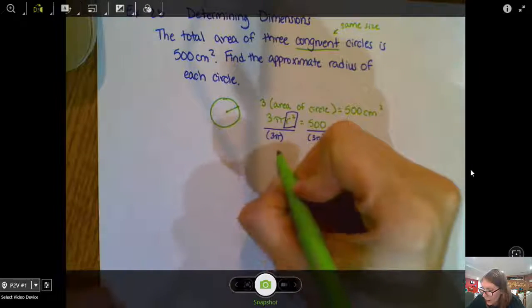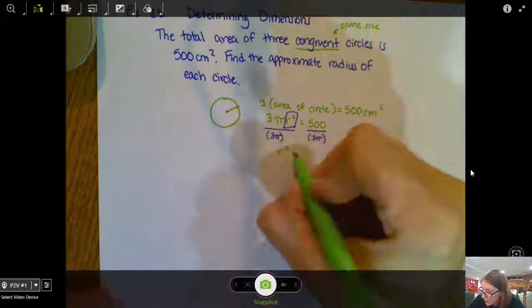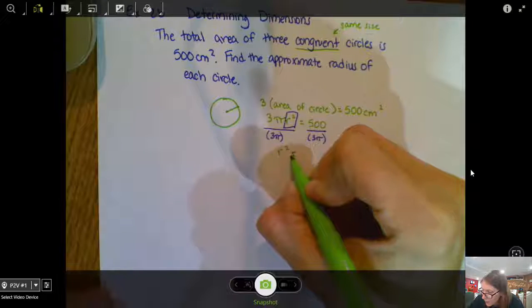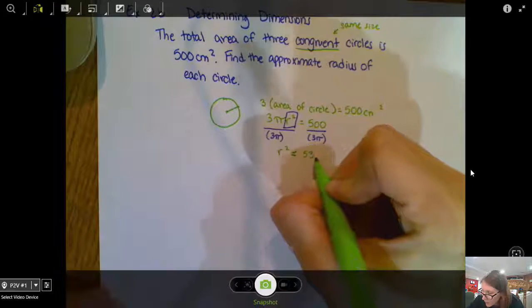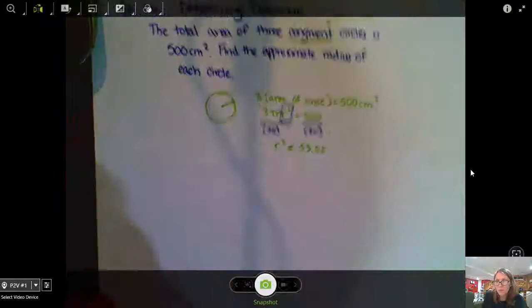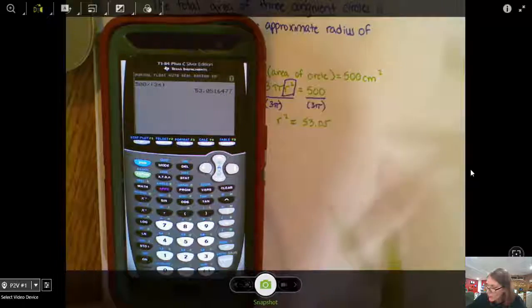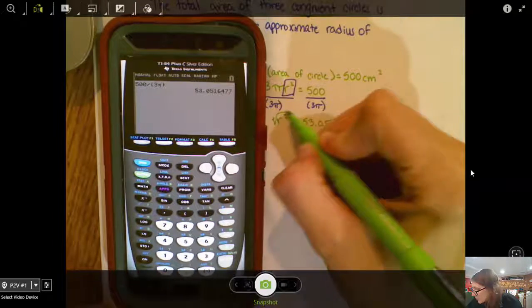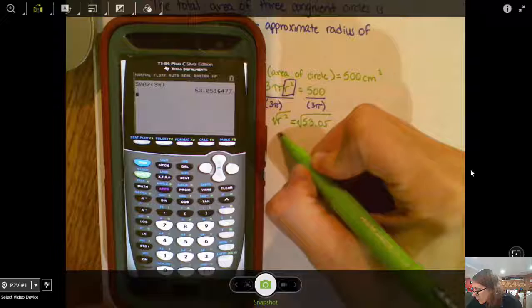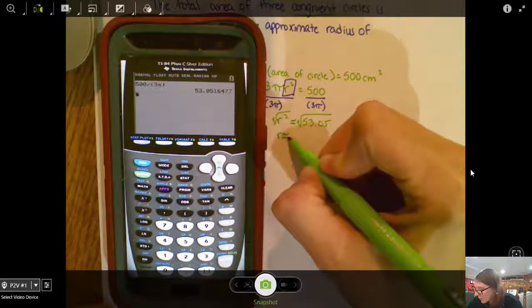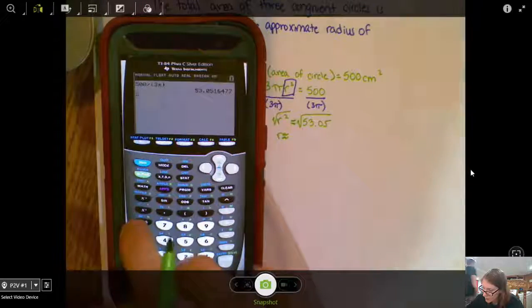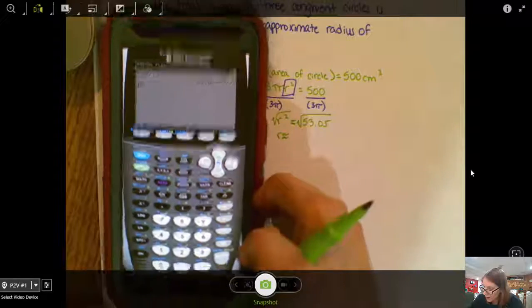And just for having my work here, I'm going to write down r squared is about 53.05. But again, I want to leave this number in my calculator. Square root both sides. That gives me r by itself. Square root.